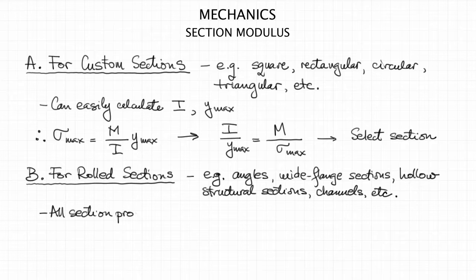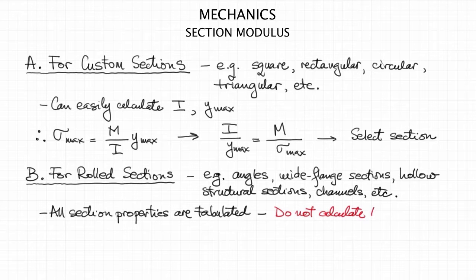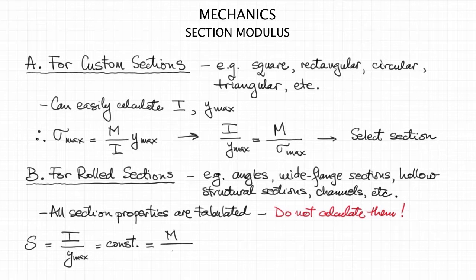Now, the important thing about these rolled sections is that all of their section properties are tabulated. They're already included in tables. So somebody else has gone through this effort and calculated all properties, and you do not need to calculate them. And also, if you do so, you will probably get wrong values because these shapes are very complex with round edges that are very difficult to include in manual calculations.